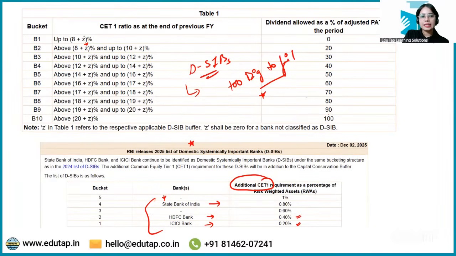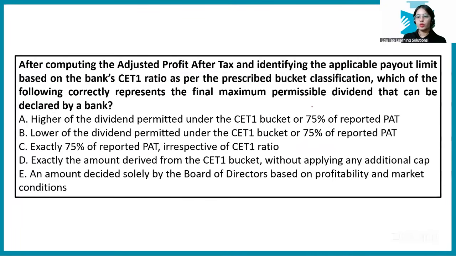Got it? So this Z in the table 1 refers to the respective applicable buffer that the domestic systemically important banks have to maintain. Z is only for these three banks that are the domestic systemically important banks. Okay? Chalo. Any confusion, anyone? And now try to answer this question.